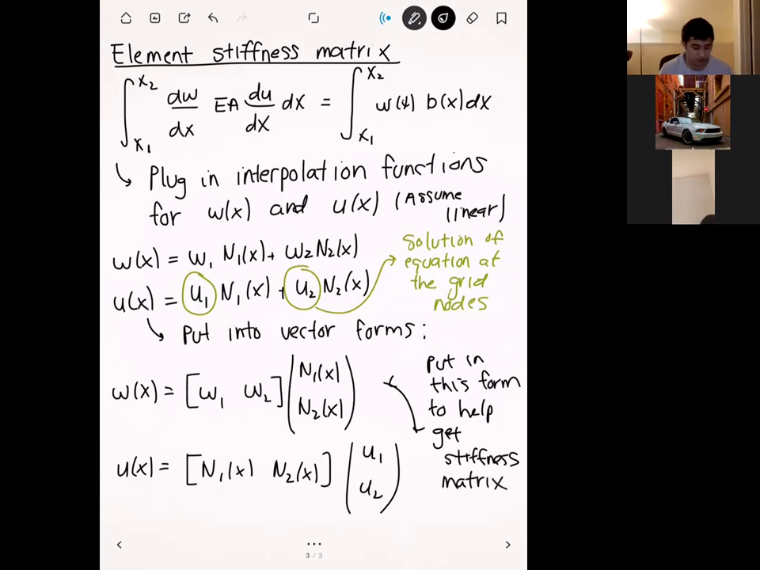Okay. And so what we'll be able to do is basically plug these into our weak form expression above, and then use that to get a system of equations. Okay. All right. Any questions on this?